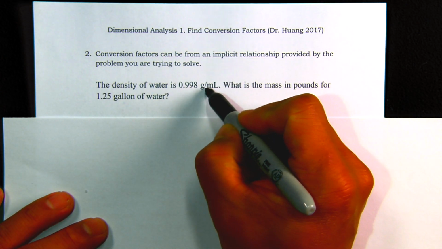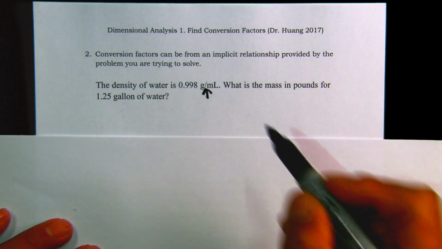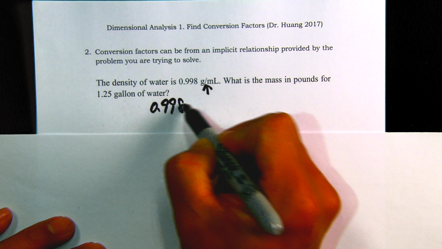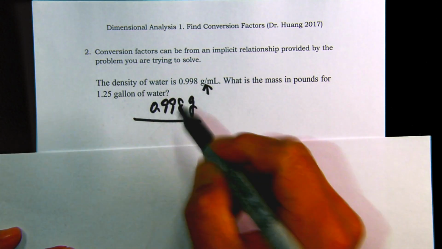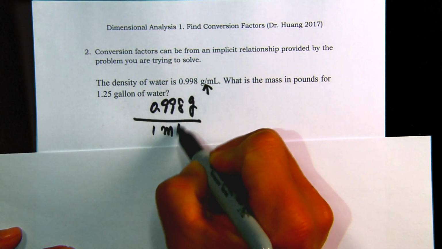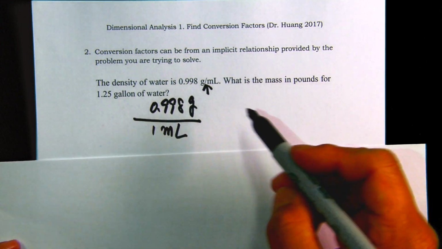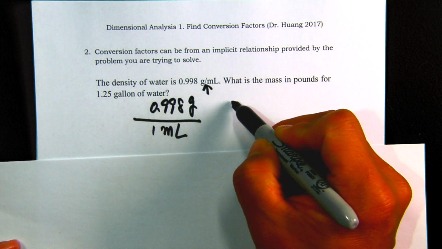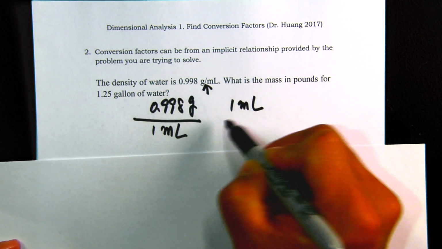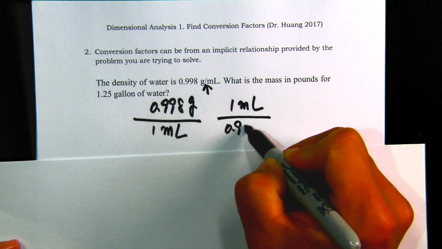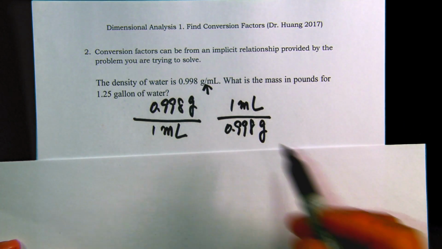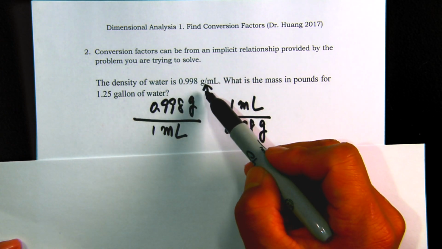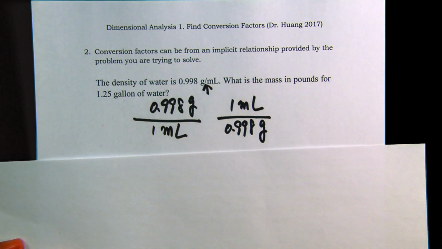When I say slash, from mathematics, this is equivalent to 0.998 gram over 1 milliliter. Obviously, this is a fraction. So we get another conversion factor: 1 milliliter over 0.998 gram. To summarize this method, if you see a slash, generally you get 2 conversion factors.